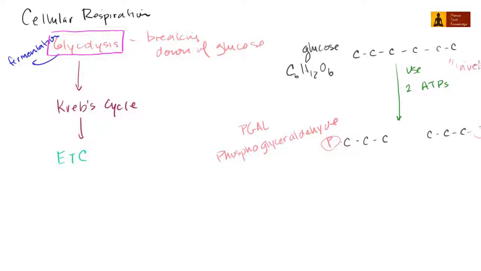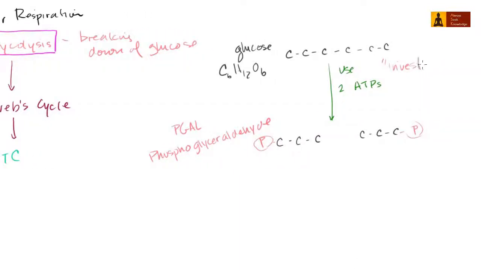If we use a business analogy, investment phase. And then each of these 2 P-gal molecules can then go into the payoff phase. So in the payoff phase, each of these P-gals turn into pyruvate, which is another 3-carbon, but it's reconfigured. Let me write pyruvate in blue, because at least it's good to know the word. And I'll show you its structure in a second. Pyruvate, sometimes called pyruvic acid, same thing, and that's essentially the end product of glycolysis.